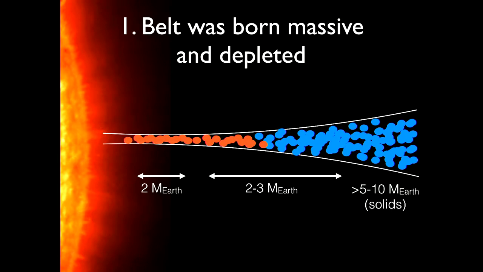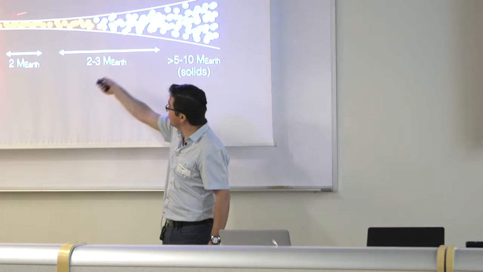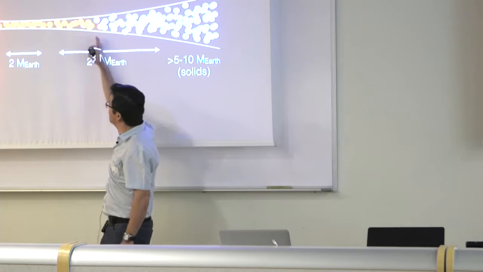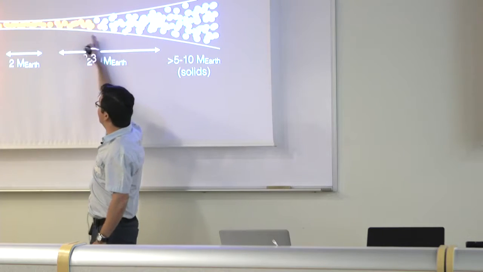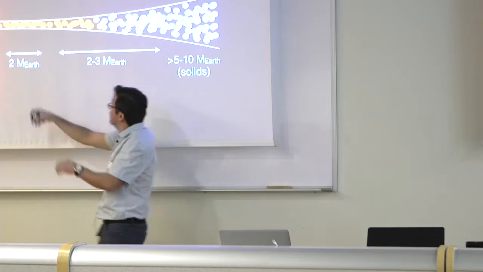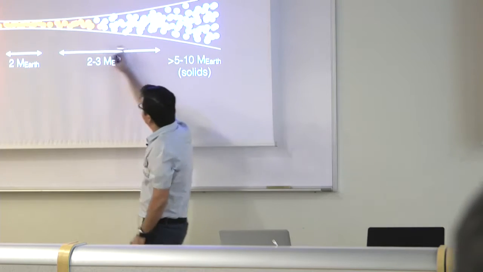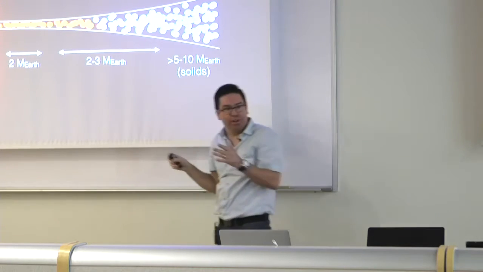So one idea is that the belt was born massive and gets depleted by a mechanism. Then I'm going to propose one mechanism later. So let's assume that this is the disk that the inner solar system is forming from. You have the sun, you have the inner material. That's basically, let's say, imagine inside 1.5 AU. The total amount of mass in this region could be 2 Earth masses. And then you have the asteroid belt region that has also 2 or 3 Earth masses.